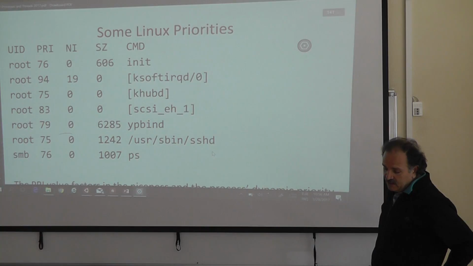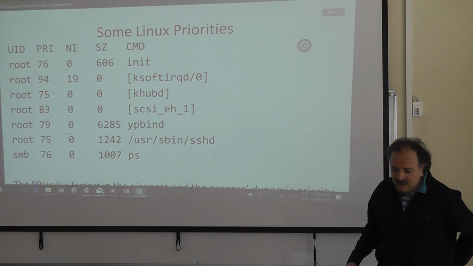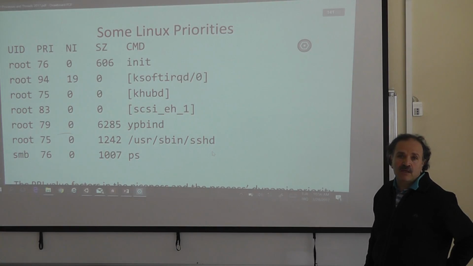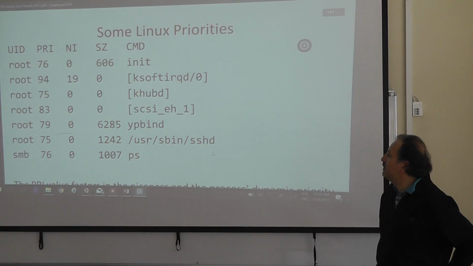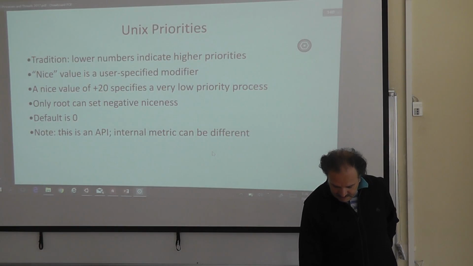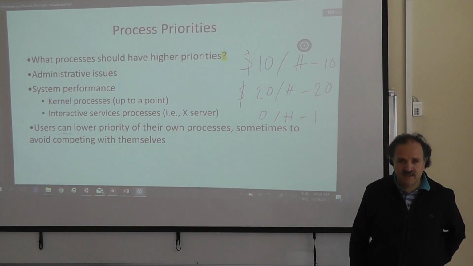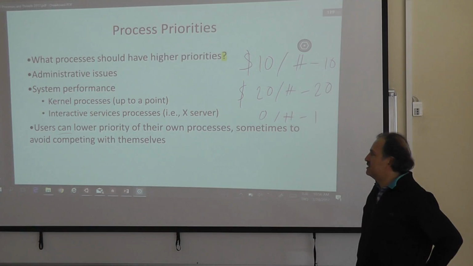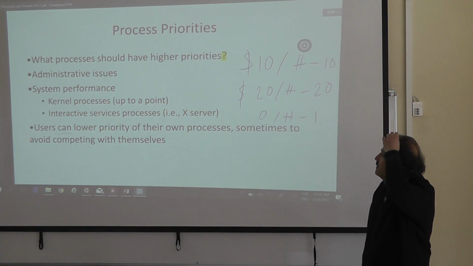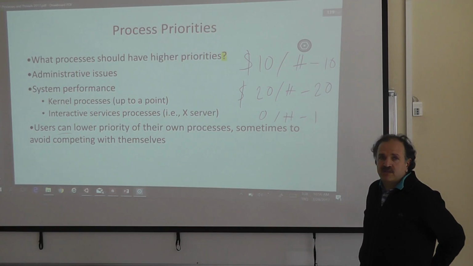That's why Linux or Unix doesn't provide any way of making your processes' priorities higher. You can only make it lower, okay? That's why this one says that users can lower their priority on their own processes, because if I make my process priority lower, maybe my other task will run faster. Okay, that's what I mean. Any questions?